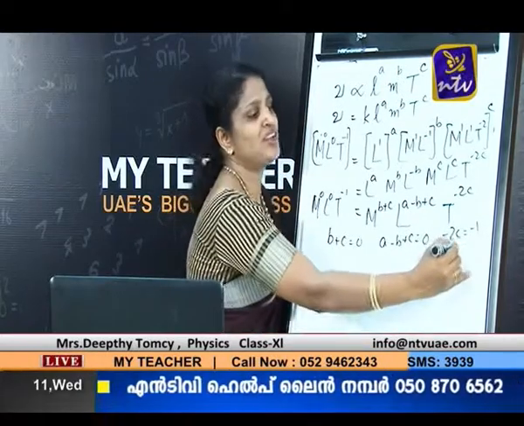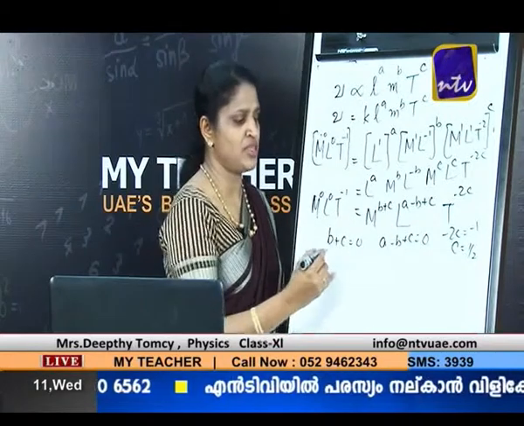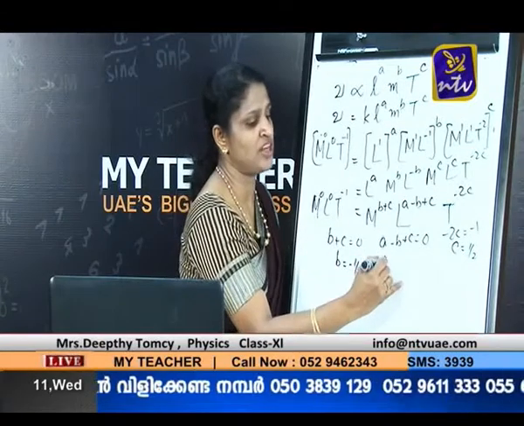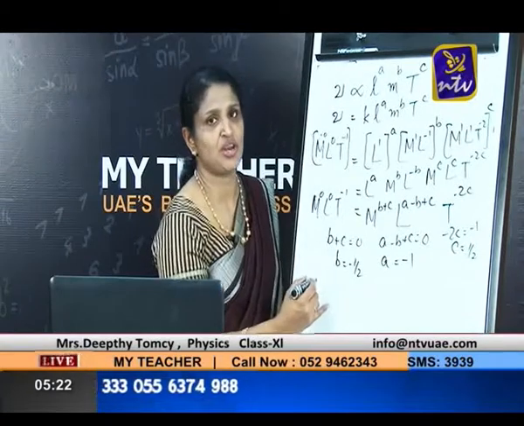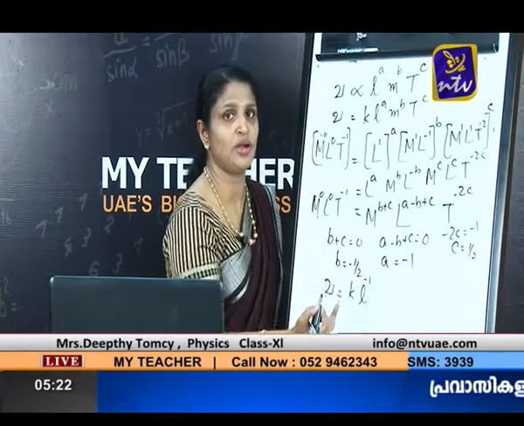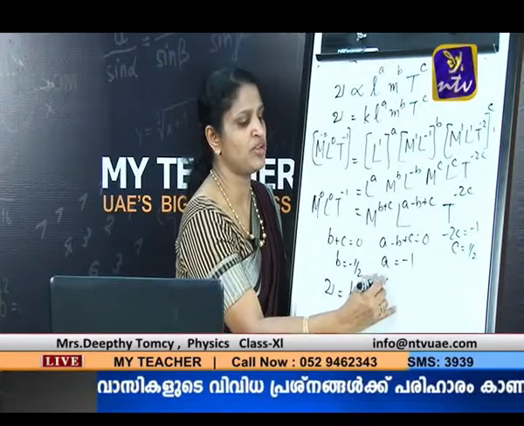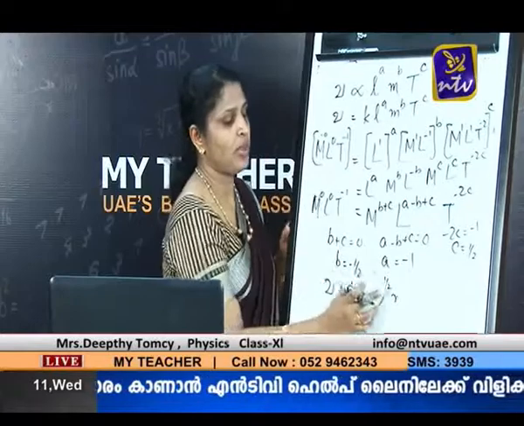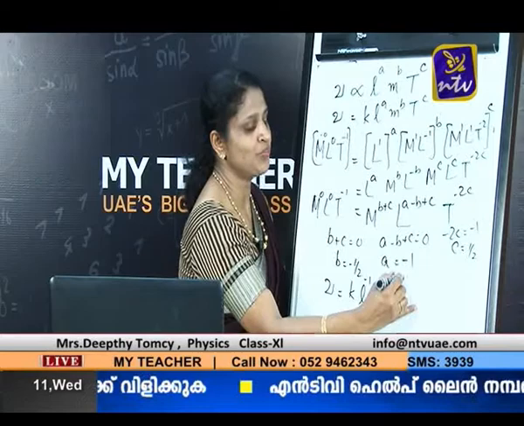From this we get C equal to half, and after finding C we have B equal to minus half. Using the values of B and C we can easily calculate the value of A as minus 1. Substituting these values back into the equation, nu is equal to k L to the power minus 1, T to the power half, and M to the power minus half.